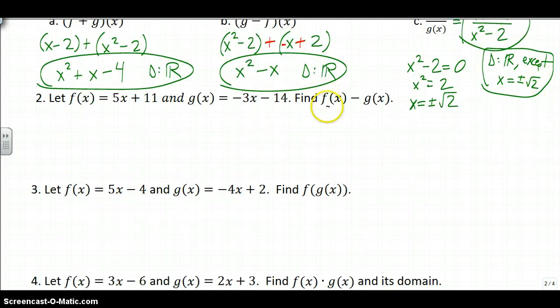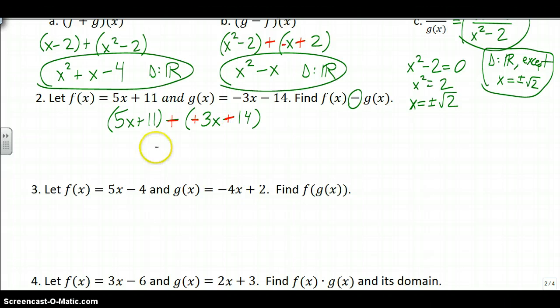Number 2 just asks you to find f minus g. So once again, that minus. Let's do that. 5x plus 11 minus g, which is negative 3x minus 14. So let's change the signs. Add the opposite. So basically it all becomes plus now. 5x plus 3x is 8x. 11 plus 14 is 25. That's all they ask us to do.